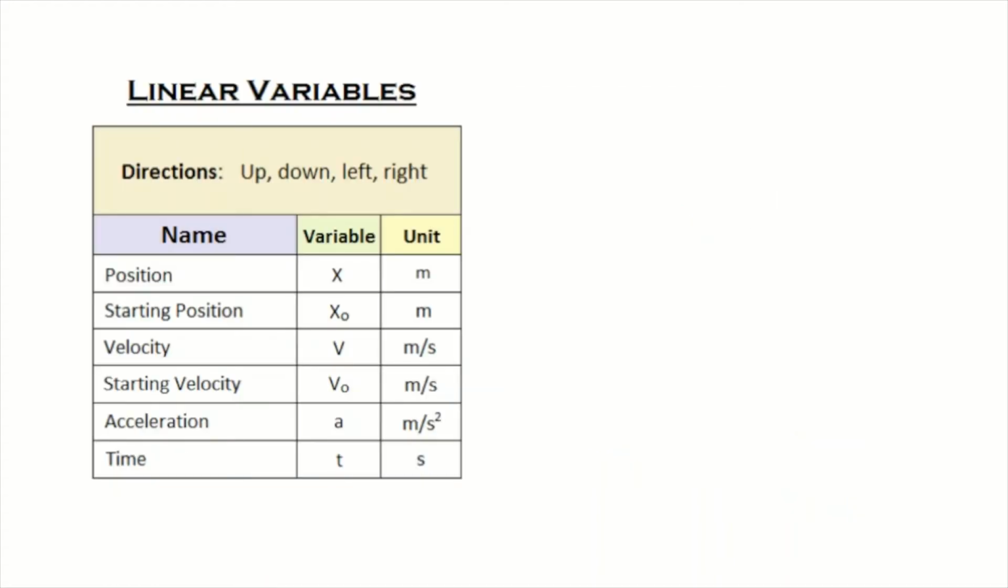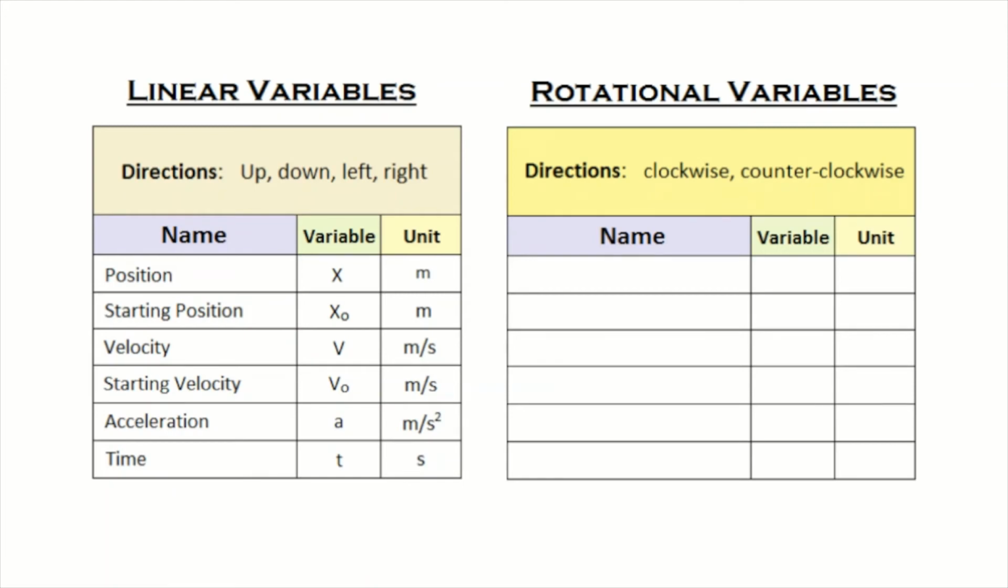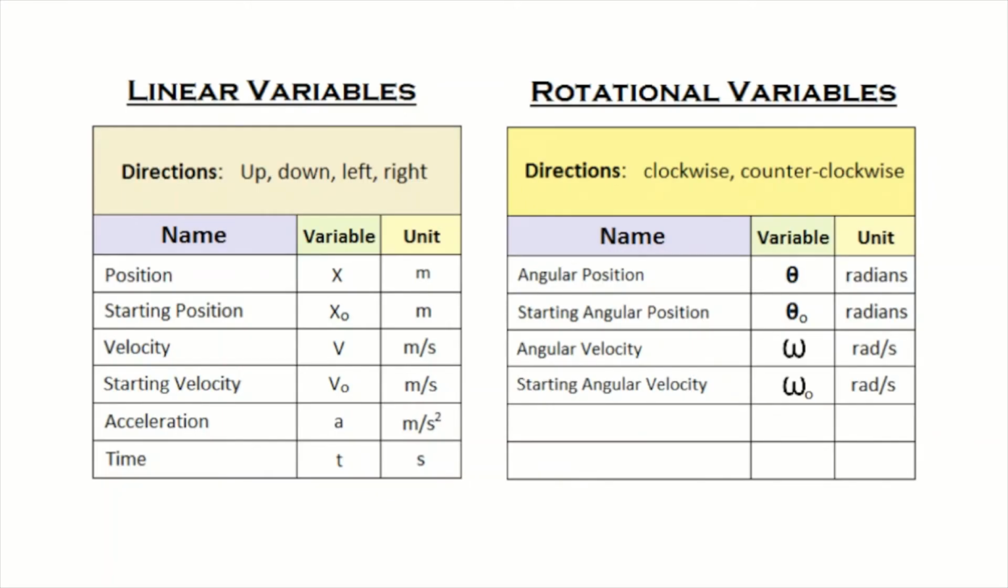When we study linear variables, we focus on our directions as up, down, left, and right. There are 6 important kinematic variables to know. Their variable labels are shown in the green column, and their units of measure in the yellow column. When we study rotational variables, we have new directions, now clockwise and counterclockwise. In place of position, we have angular position and the variable theta. In place of starting position, we have starting angular position, the variable theta naught. In place of velocity, we have angular velocity, the variable omega. Starting velocity is starting angular velocity, omega naught. Acceleration is angular acceleration, the variable alpha. And time is the same, still t. Notice our units have changed from meters into radians, radians per second, and radians per second squared. So we're studying a rotational spinning motion and not a linear straight line motion.